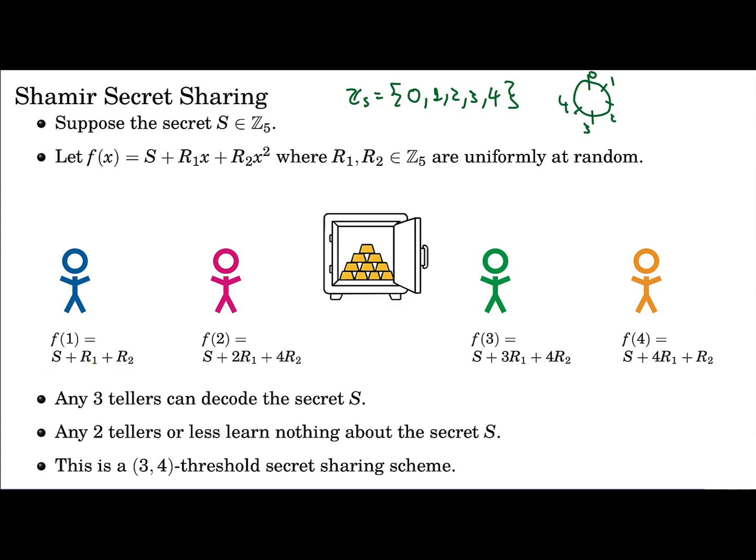But if you have only 2 of them, it can be shown that they're not able to get rid of this random stuff. So they're not able to decode the randomness, and they learn nothing about the secret at all. This is called a 3-4 threshold. It's a threshold scheme because it means that 3 or more participants can decode and fewer learn nothing, and we have a total of 4 participants.